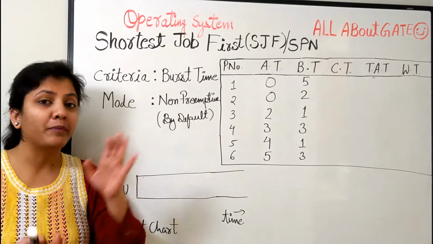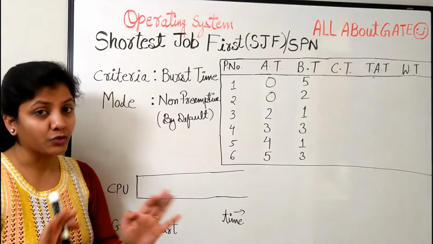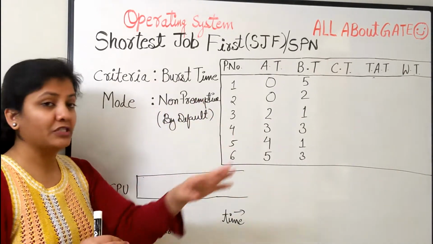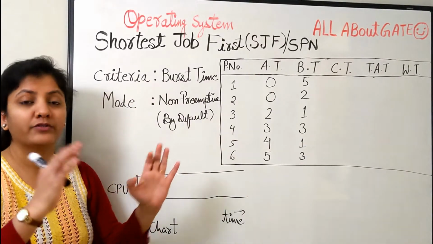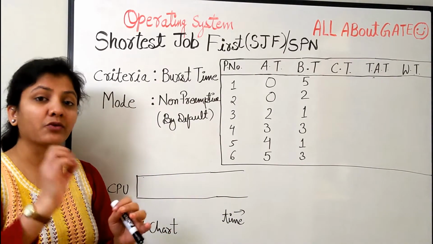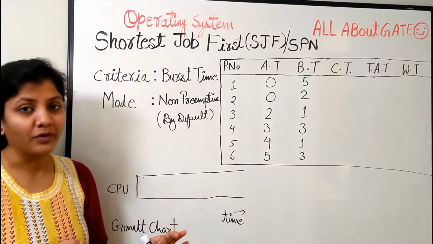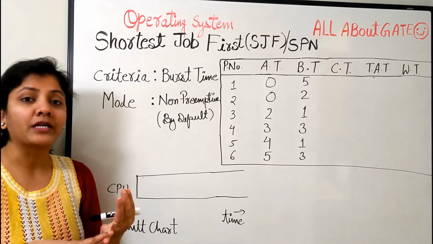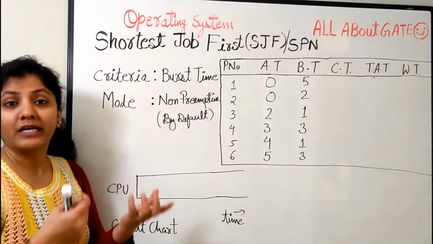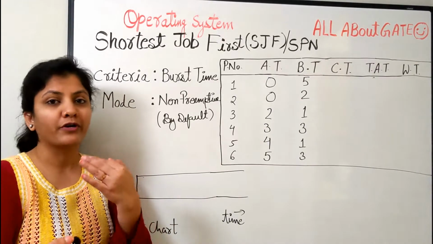I mention by default because if nothing is told, if they have not mentioned anything about preemptive and they just say shortest job, then you simply have to understand it is going to run in non-preemptive mode. It has another variation, the preemptive mode, which is known as SRTF, and that will be followed in the next video.